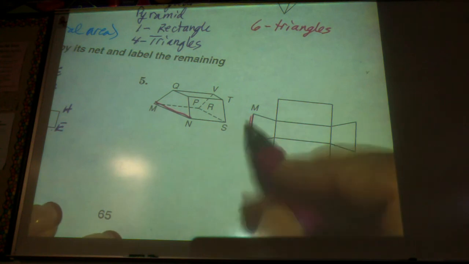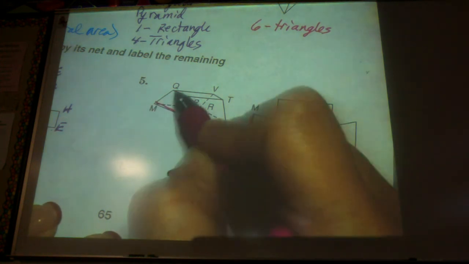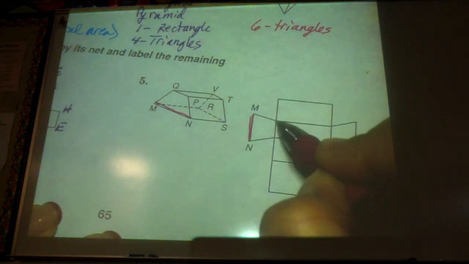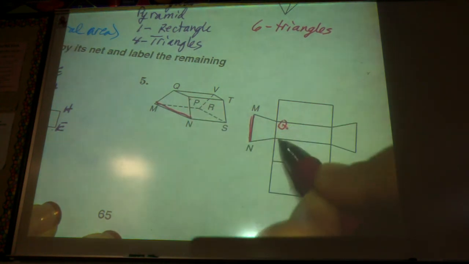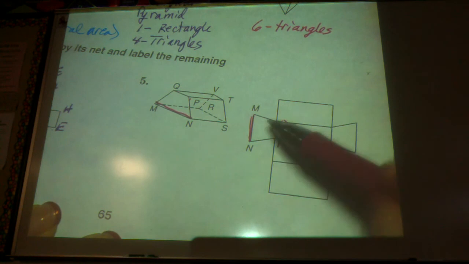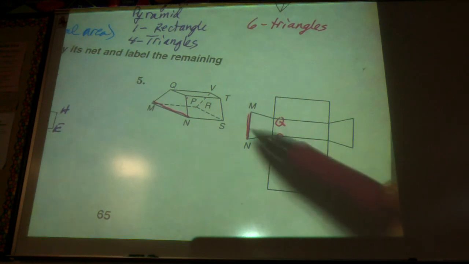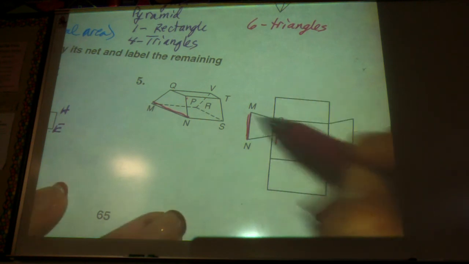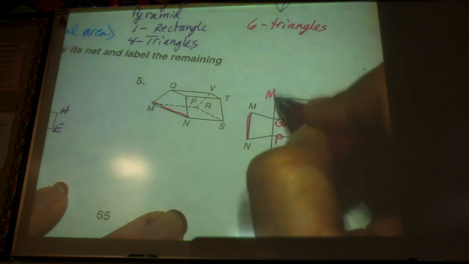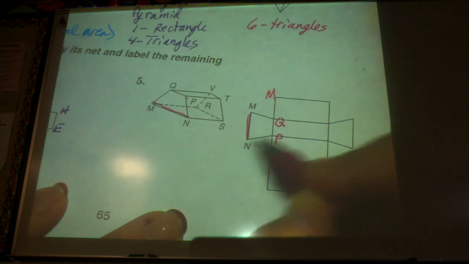So if this is MN, going straight that direction, what's this here? Q. And going straight here, what's this one? P. And then the next step: I usually will find my base, all four, or however many vertices there are on my base, and then start putting the things that touch each other together. So these two sides are going to touch each other. So this is an M, and these two sides are going to touch each other. So this is an N.